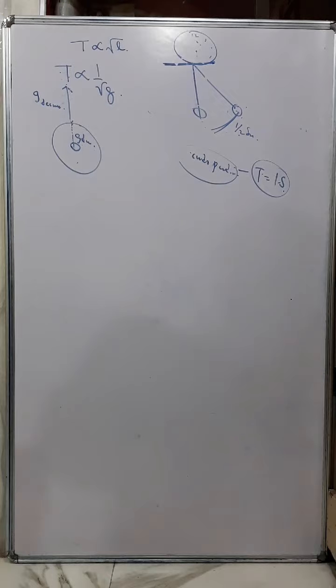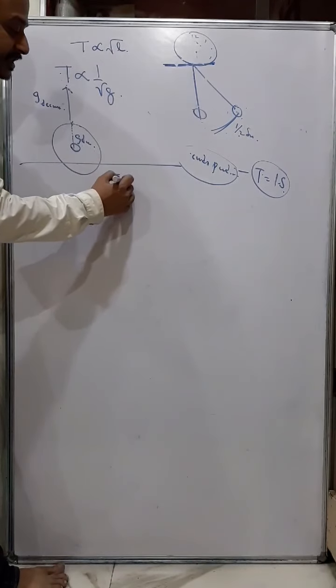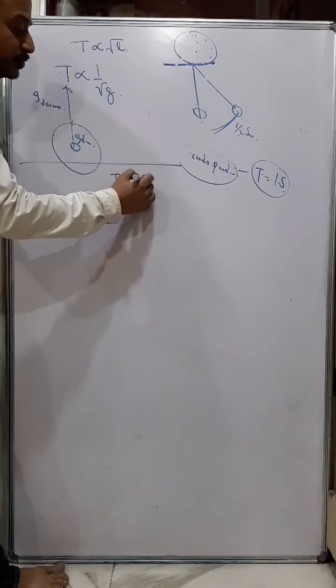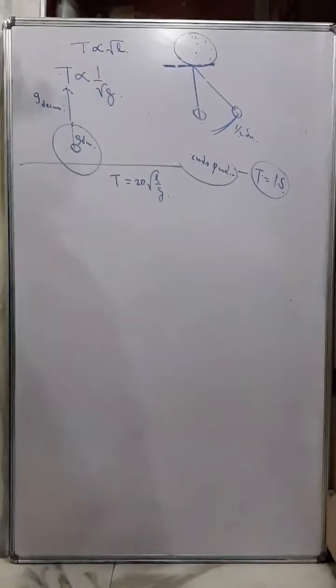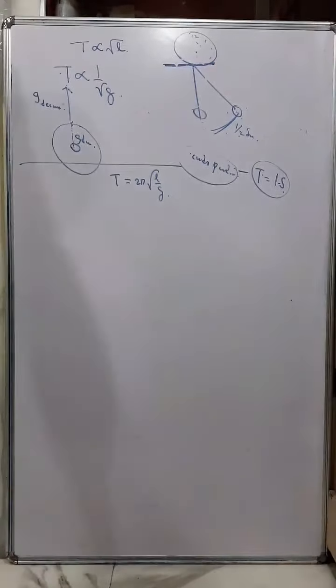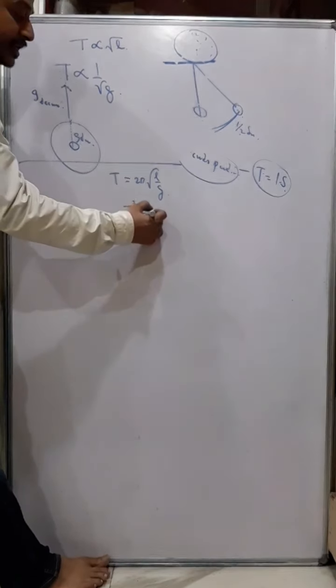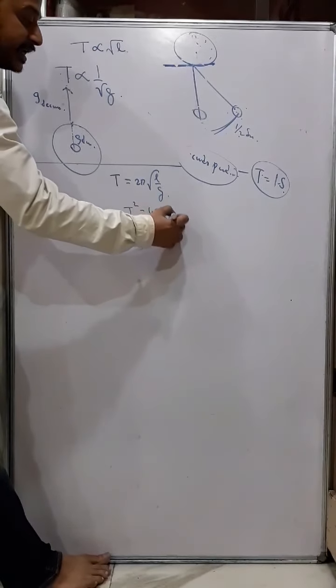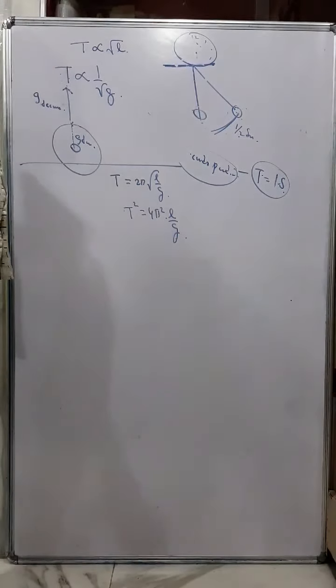Understand? So finally, we have some relations. The first relation is that T is equal to 2 pi root over L by G. Now this one we'll use for all numericals. And generally for calculation of numericals, we square both sides. Then this becomes T square is equal to 4 pi square L by G. And now we put in the values.